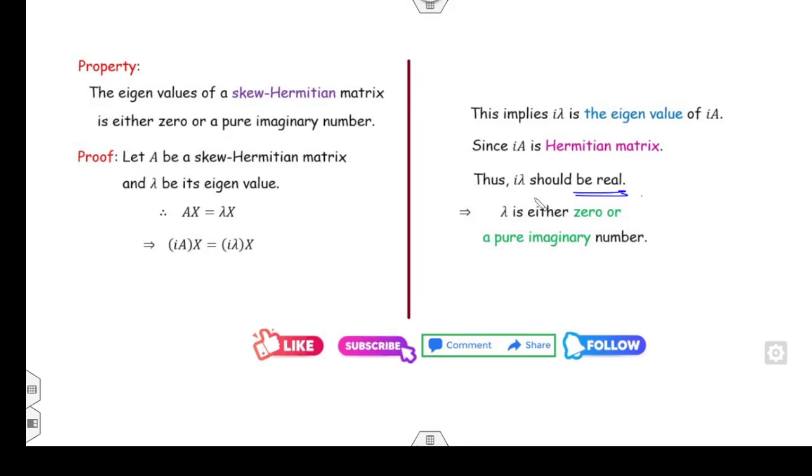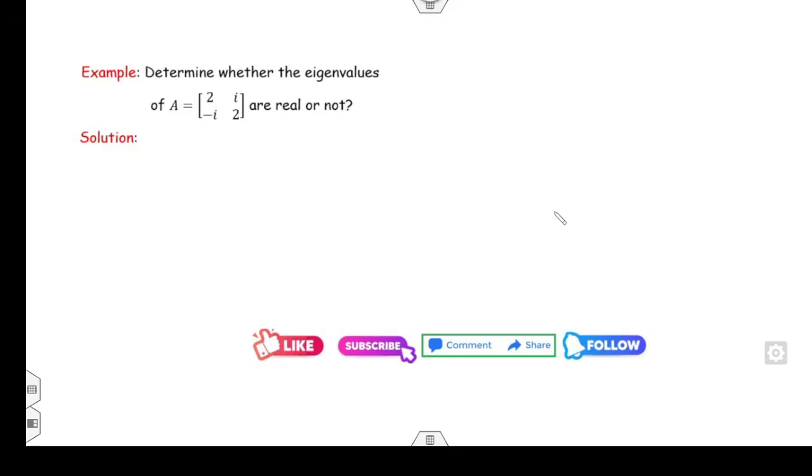So real means either lambda is 0 or lambda is a purely imaginary number. Because if lambda is, say, 3, then it will be 3 iota, which is not a real number. So for it to be real, either lambda is 0 or lambda is purely imaginary. For example, can you say whether the eigenvalues of the matrix A are real or not?